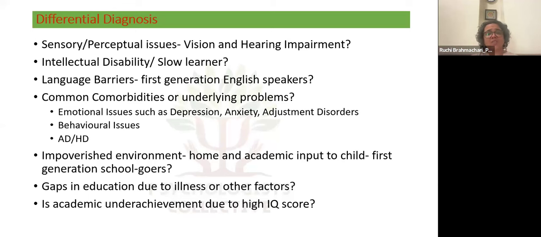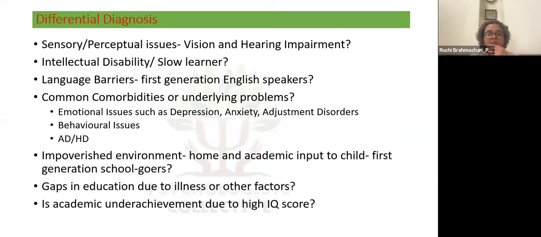We have schools which are not really giving the children the best learning opportunities. So we've got to make sure that the child is going to a good school, they're getting the right input, they have the right environment, and the academic underachievement is happening in spite of all of these things in place.